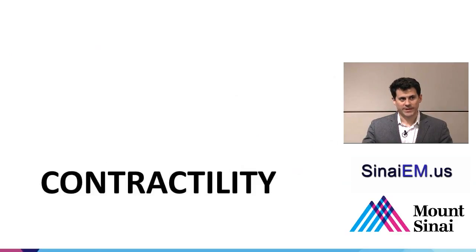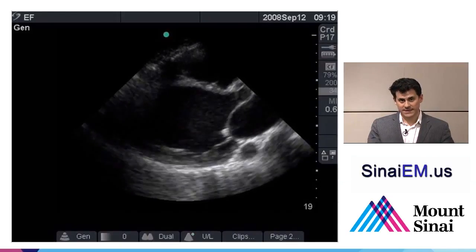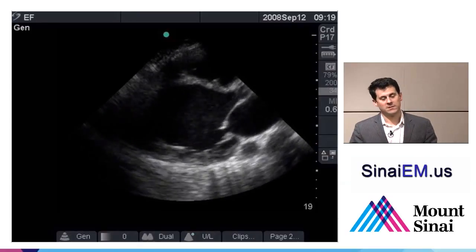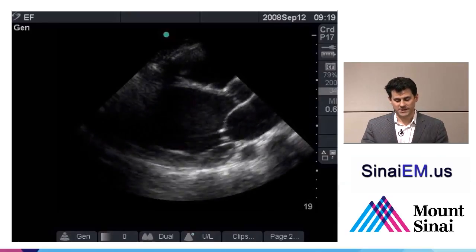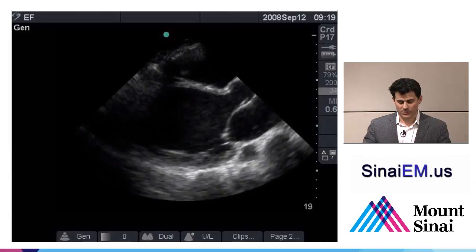So let's talk about contractility for a moment. It's one of the primary functions of cardiac sonography to look for the contractility of the heart. Let's speak about it in general terms of good and bad and get a sense first of what normal contractility looks like. We've actually seen that in the previous slides, so let's focus on here an example of poor contractility to sort of demonstrate what we're going to look for.